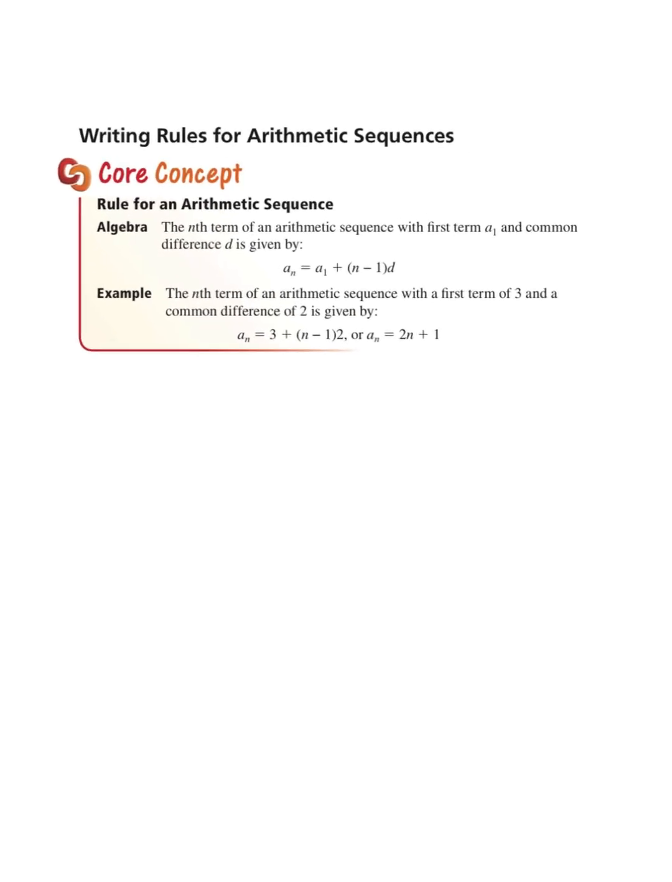Okay, so writing rules of arithmetic sequences. The core concept is the rule of an arithmetic sequence: the nth term of the arithmetic sequence with the first term A1 and the common difference D is given by this formula. The nth term of the arithmetic sequence with the first term of 3 and a common difference of 2 is given by, this is an example. So what does this mean?